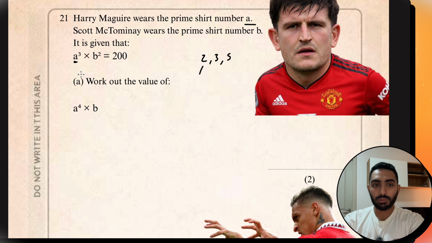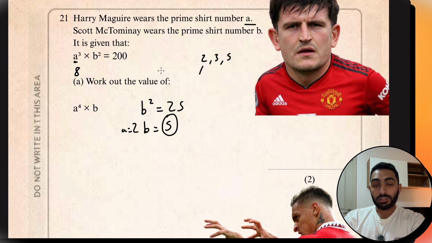If we do 2 times 2 times 2, we get 8, and 200 divided by 8, if you halve it 3 times, would give you 25. That's saying that B squared is equal to 25, and you can square root both sides. It would be B is equal to 5. And you just check, is that a prime number? It is. That means A is going to be 2, and B is going to be 5. It's quite lucky, that one.